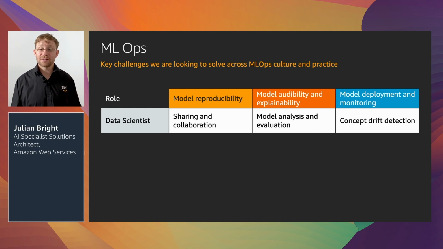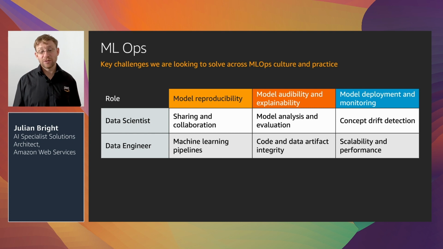And then, as discussed around drift, having that post-deployment monitoring in place is important so that we know what's happening with the quality of those predictions over time. From a data engineer point of view, machine learning pipelines, or having predictable ways of taking input data and feeding it into the model and then having that artifact be deployed, is quite key. And having those code and data artifacts with some lineage or integrity around them is also a key concern.